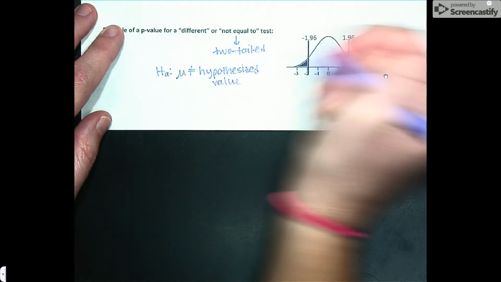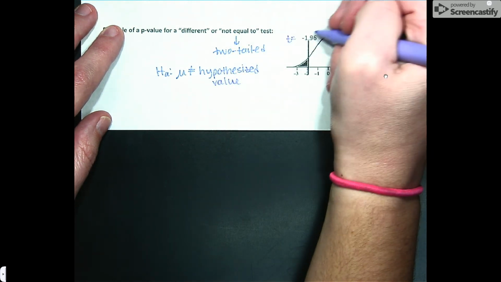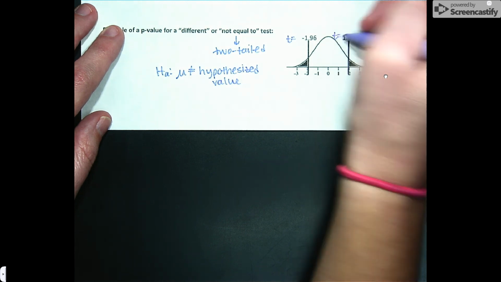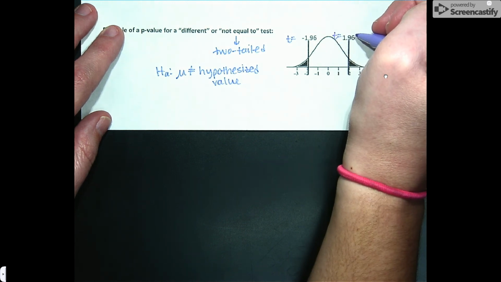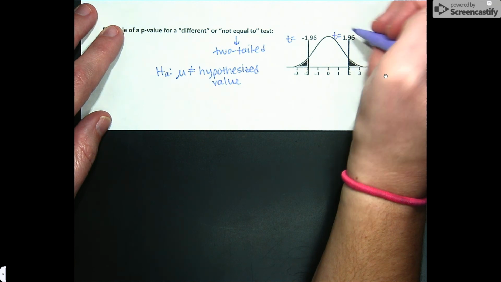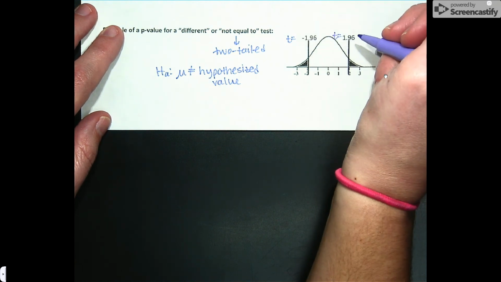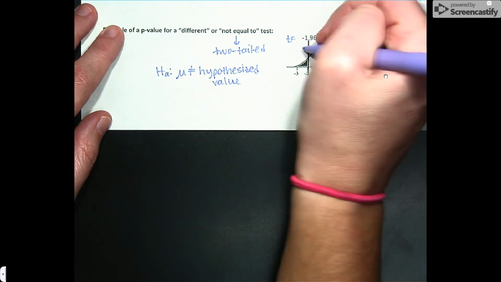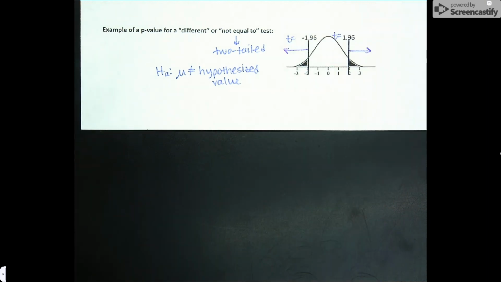Okay, and when you get your test statistic, you're either going to get t equals negative 1.96 or t equals positive 1.96 in this case, but it's two-tailed. So whether you got negative or positive, it doesn't matter because you're going to go to both and shade in both curves or both tails. And that will be your two-tailed test.